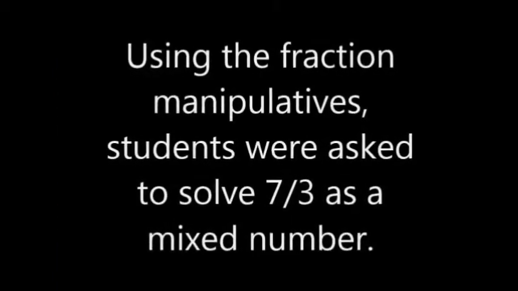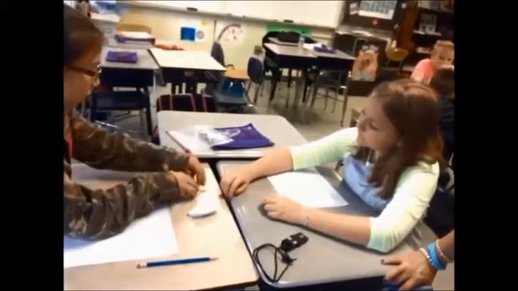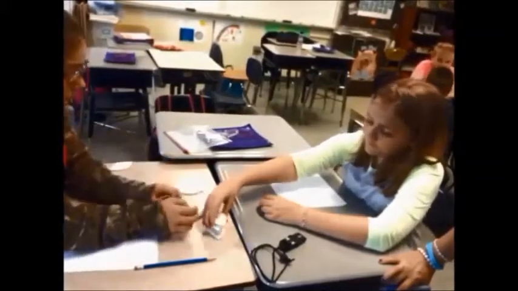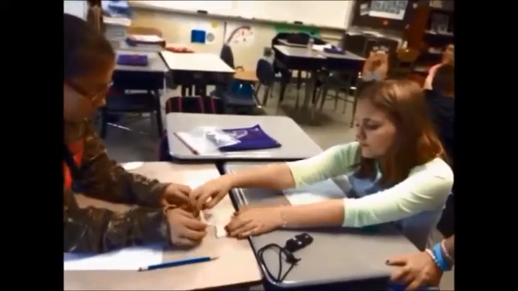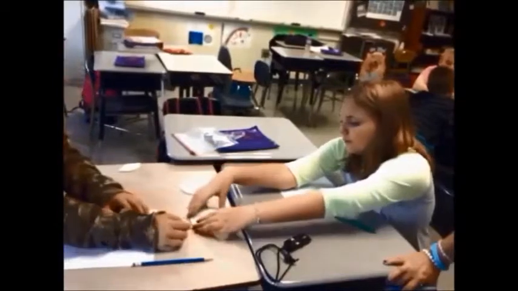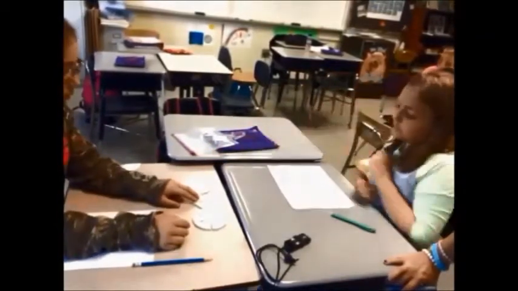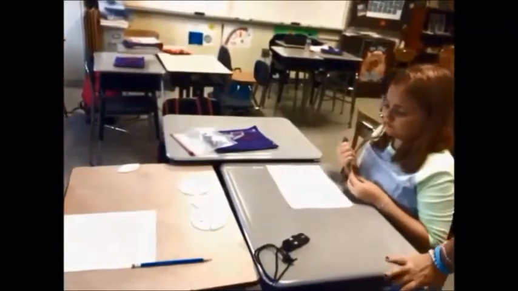2/3, right, because 3 of them went together and that made a what? A whole. There's one whole, then another whole, then 1/3. All right, so what would your mixed number be? So 2 wholes and 1/3. So 2 and 1/3. Good.